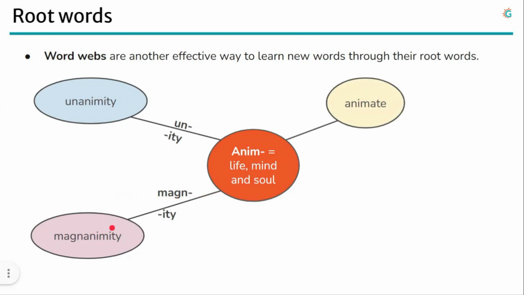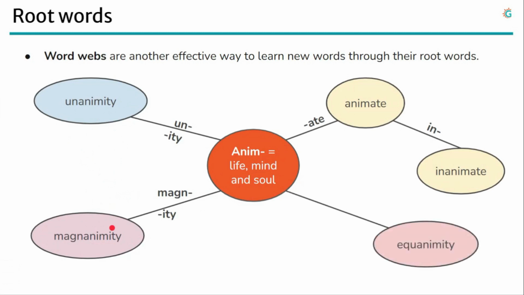Animate. So this is probably a verb or an adjective, right? You can animate something, or something as an animate object. So it can be a verb or an adjective, and you're just using the suffix ate. Again, you can add a prefix in to convey the sense of not animate, inanimate. Inanimate means something that does not have a life, does not have a mind, does not move.